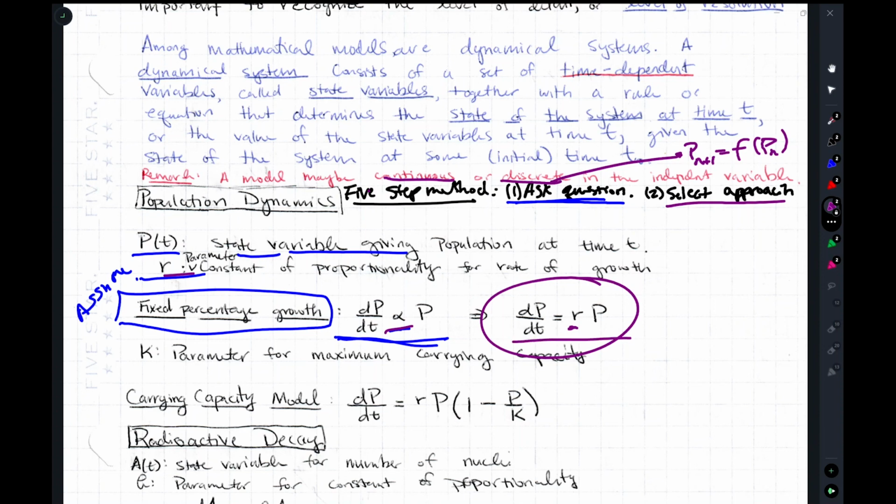So if we solve this differential equation, we'll get an exponential, and that will be a continuous model. Whereas if, for example, we just say P_{n+1} is equal to P_n times (1 + r), that's a discrete model. A continuous model would be P(t) equals P_0 e^{rt}. That would be continuous.